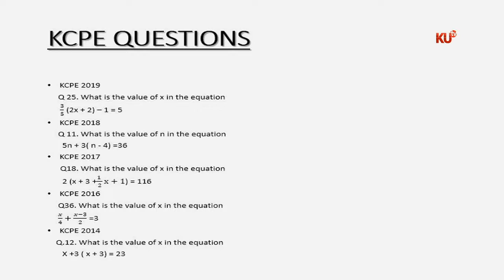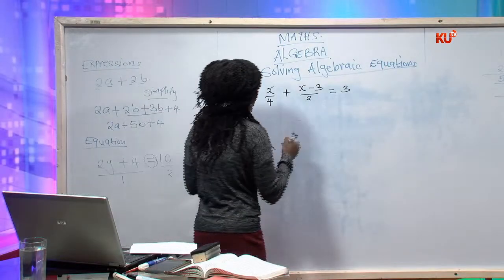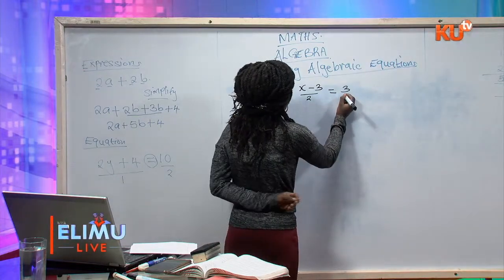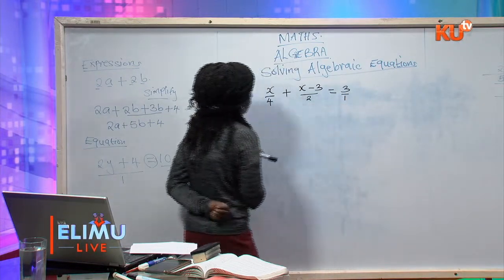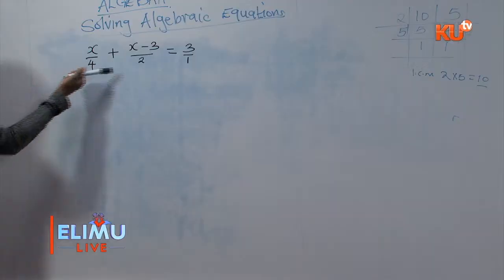And the equation was x over 4 plus x minus 3 over 2 is equal to 3. So we are supposed to get the value of x. So we make this number here to be a fraction. We put it over 1. So from there we get the LCM of 4 and 2.